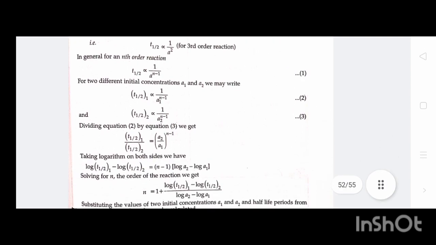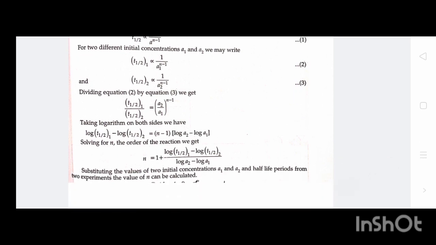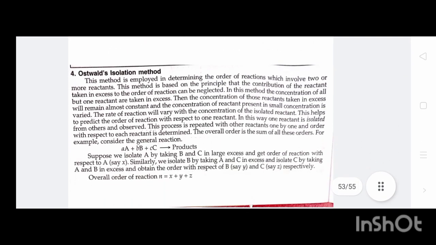In general, for an nth order reaction, for two different initial concentrations A1 and A2, we get, solving for n, the order of the reaction, n equals 1 plus log T half 1 minus log T half 2 divided by log A2 minus log A1. Substituting the values of two initial concentrations A1 and A2 and half-life period from two experiments, the value of n can be calculated. Fourth is Ostwald's isolation method.